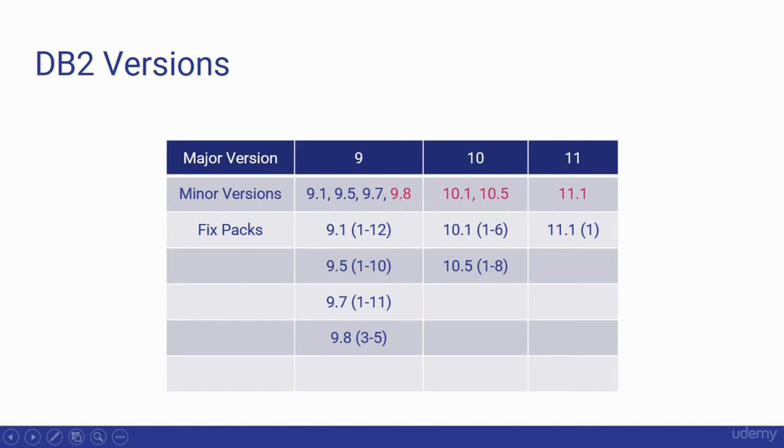DB2 has been continuously improved to provide unmatched performance, security, scalability, and reliability for any size of organization. And these improvements come in the form of version upgrades. So here is a list of all the versions released for DB2 9, 10, and 11 series databases, along with the number of fix packs that were shipped for each of them. As you can see, post 9.7, we have 4 DB2 versions released, and they are 9.8, 10.1, 10.5, and the latest, that is 11.1.